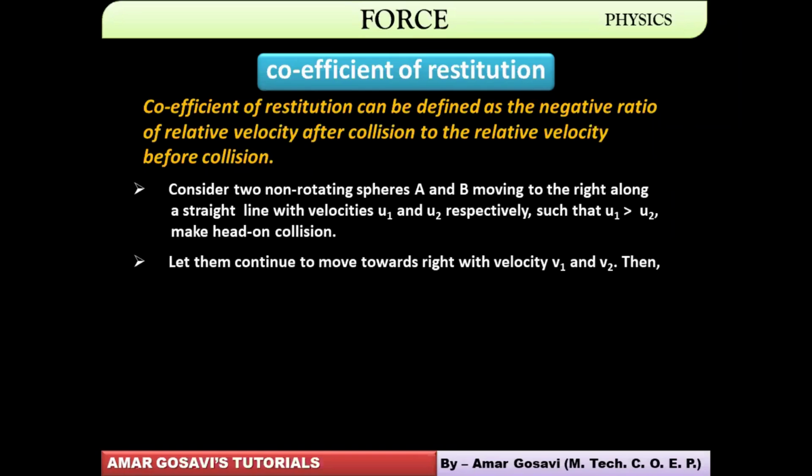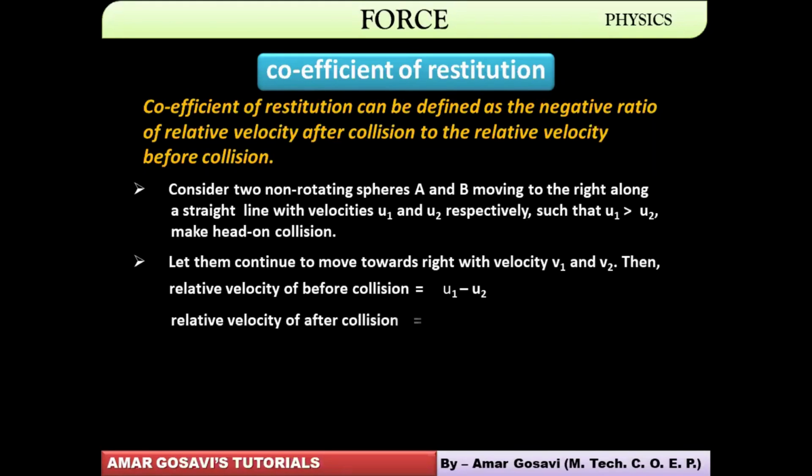Okay, then in this given scenario, relative velocity before collision was equated to u1 minus u2, and relative velocity after collision was equated to v1 minus v2. Basically, the difference between the two velocities prior to collision and the difference between the two velocities after the collision. So then we just put these values in the equation, basically as per the definition.